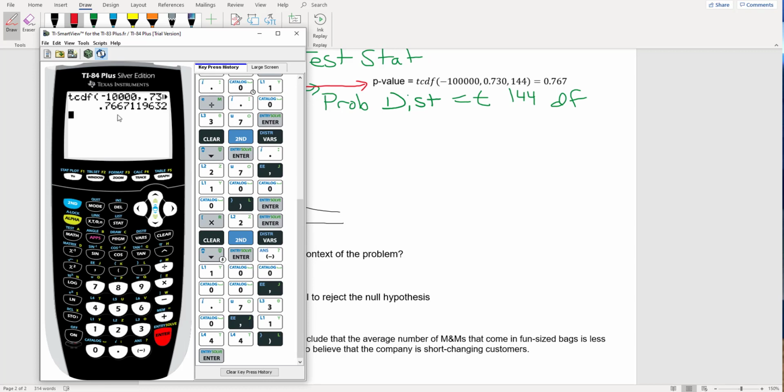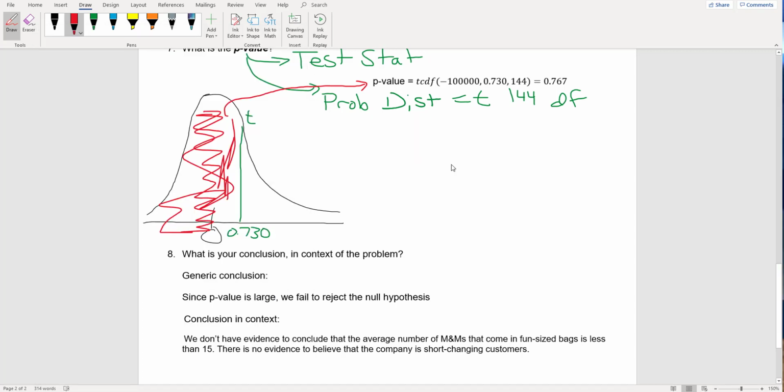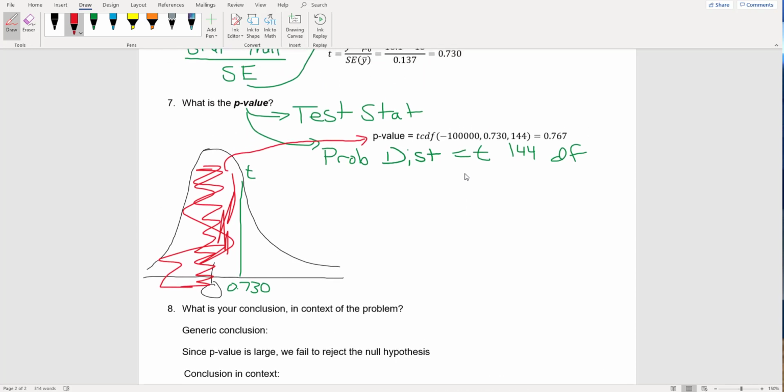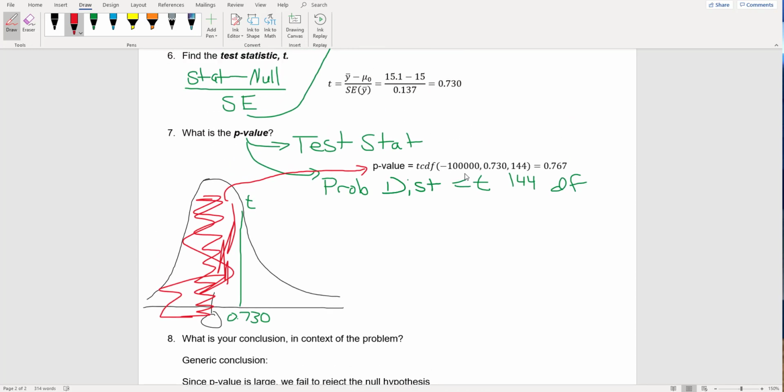We hit enter, and we end with a p-value of 0.767, which would mean if Mars is telling the truth that the average number of M&Ms you get in a bag is 15, the probability of getting a sample mean of 15.1 or smaller would happen about 77% of the time. Or about 3 in 4 samples would give us our sample mean or something smaller. We say smaller because the alternative is less than. So something that occurs 3 in 4 times isn't unusual at all.